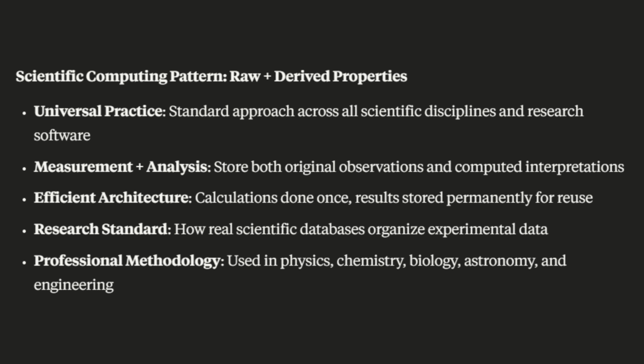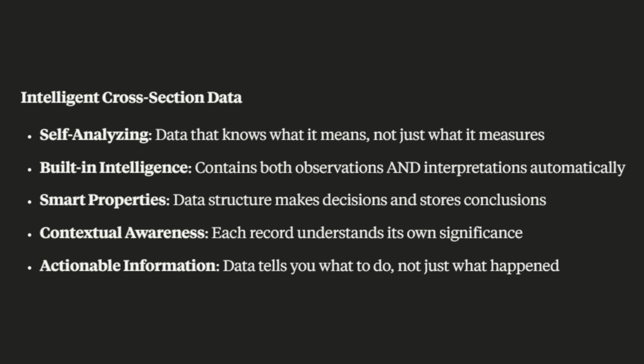This pattern appears throughout scientific computing, storing both measurements and the calculated properties derived from those measurements. Your cross-section data becomes intelligent, containing not just the raw W position, but the computed visibility status that other parts of your program can use immediately.